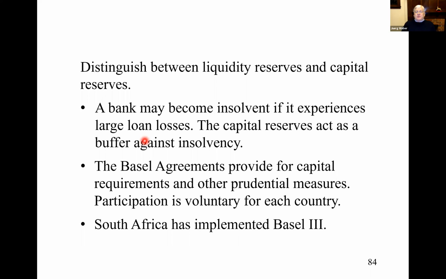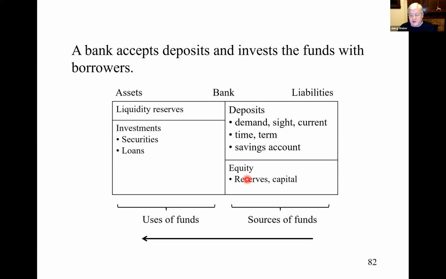Now distinguish between the liquidity reserves of a bank and the capital reserves. Now capital reserves are about solvency. Now when a bank experiences large loan losses, then the capital reserves act as a buffer against insolvency. So it's a bit confusing here. Up here, we have the liquidity reserves. Down here, we have the capital reserves. So don't confuse them.